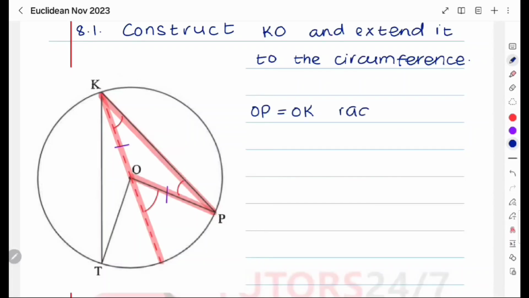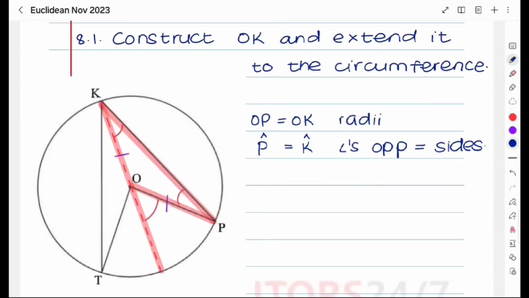So OP is equal to OK, radii. Because OP is equal to OK, we then know that the angle P is equal to the angle K, because the angles opposite equal sides are equal. And our reason is just angles opposite equal sides. Now, from here, we are going to create an equation, or you could say we are going to formulate an equation to try and find the angle O, or we can call it O1 instead.